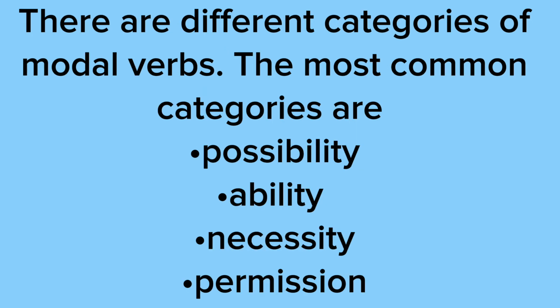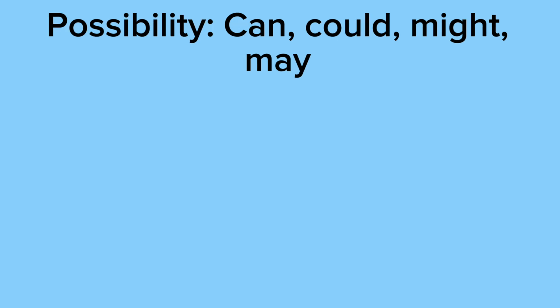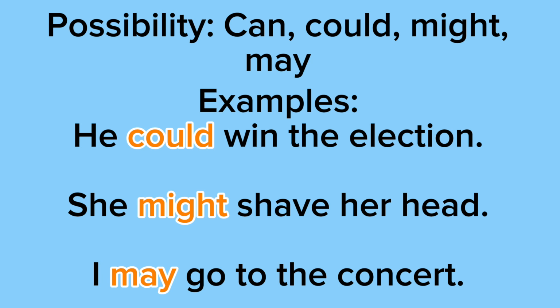There are different categories of modal verbs. The most common categories are possibility, ability, necessity, and permission. And I'll be discussing all of these categories. Our modal verbs of possibility are can, could, might, and may. Example 1 says he could win the election. So this is a possibility. This is something that's possible, and could is the modal verb.